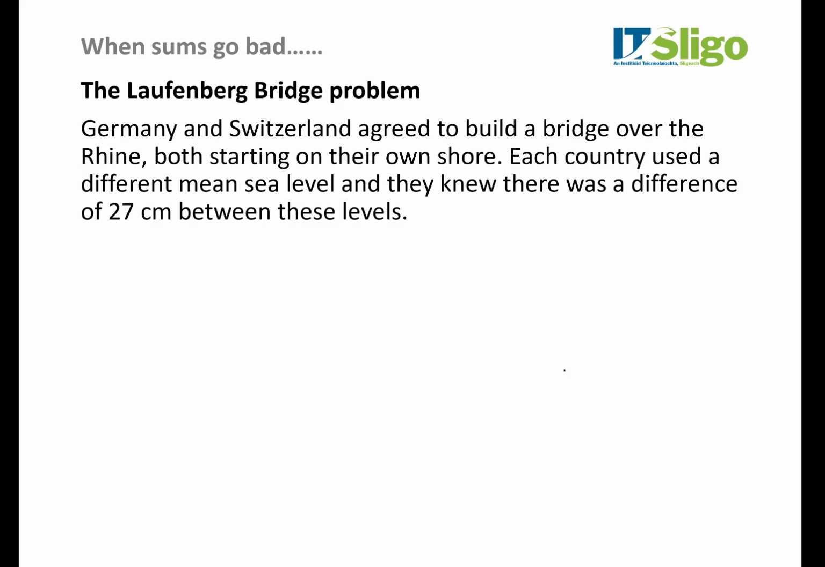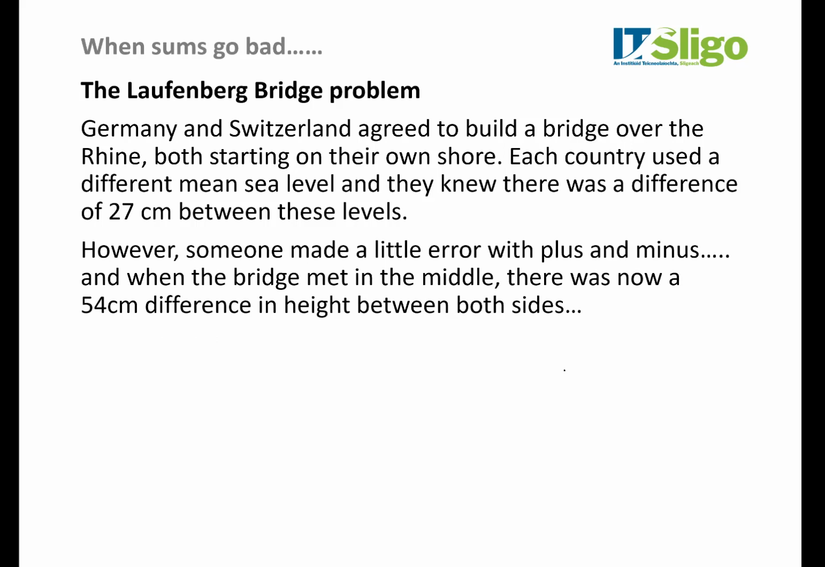They knew they were working off these different sea levels, and they knew there was a difference of 27 centimeters between those levels. But someone on one side or the other, I'm not sure, made a little error with the plus and minus. So instead of one side, they might have decided, okay, we need to lower ours by 27 centimeters so that we're the same side as Germany. So say the Swiss might have said that we need to lower. Instead of minusing all their figures, they actually plussed 27 to all their figures.